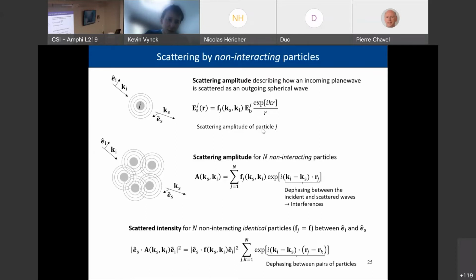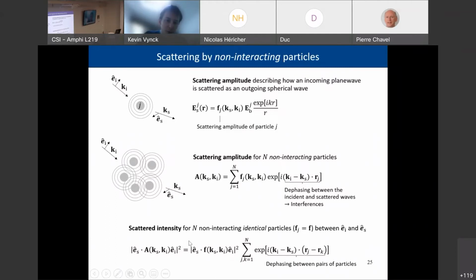Here, because I'm considering a polarized light, I will consider a specific incident polarization and a specific scattered polarization. So essentially, the scattered intensity will look like that. This is the square norm of this quantity there. And I can simply establish this relation where for identical particles, you will have two terms.